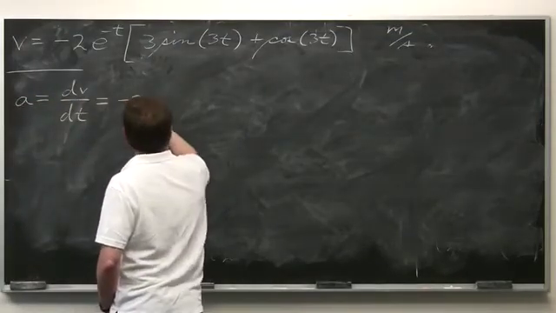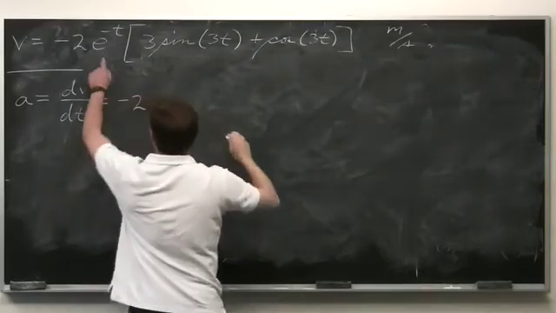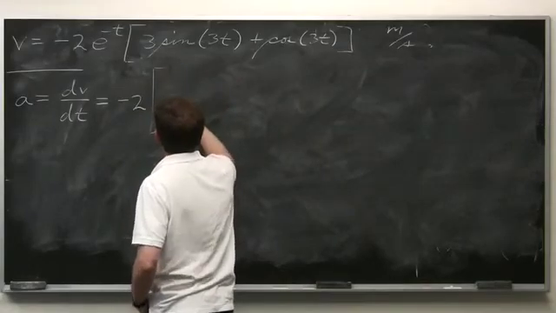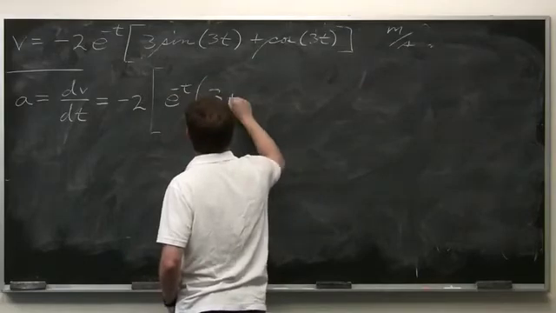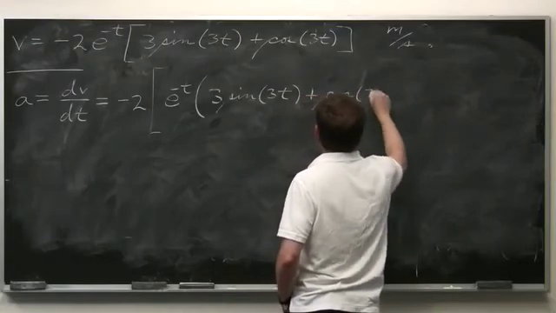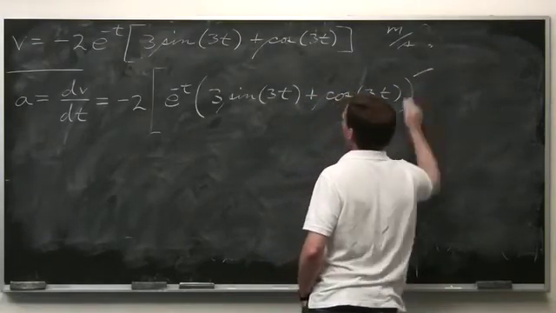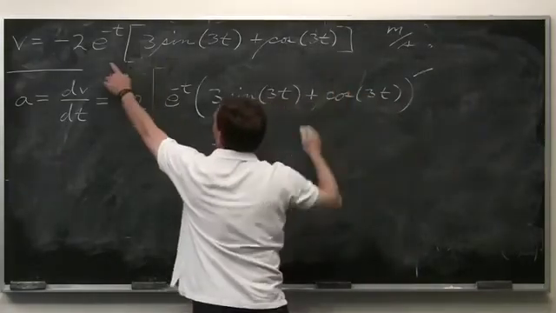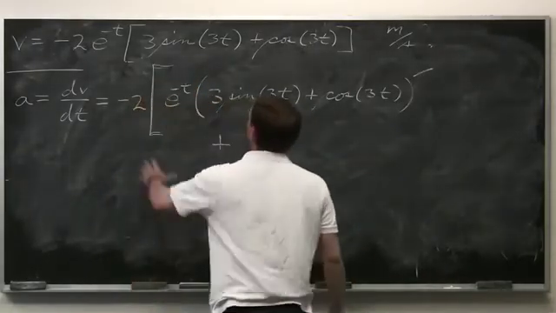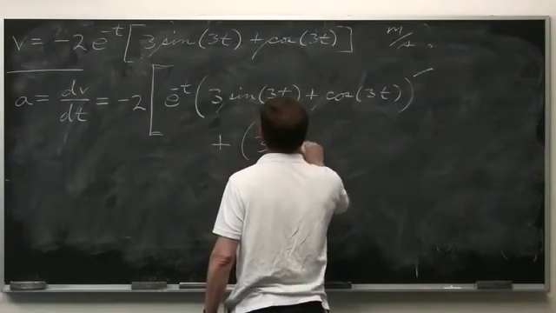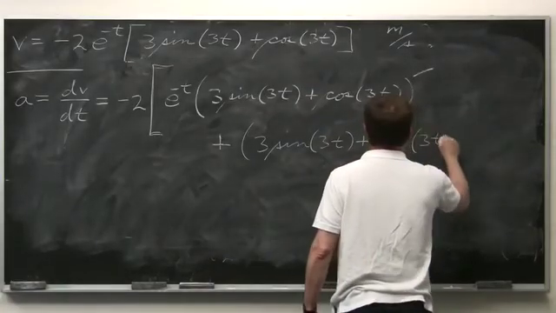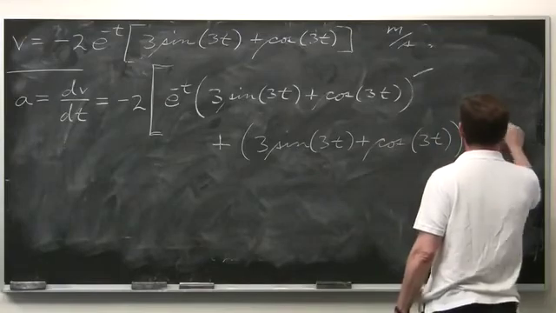It's minus 2 times. And then, again, you have to do the product rule. There's e to the minus t times this stuff in the square brackets. So the product rule, you get the first thing, the e to the minus t, times the derivative of the second thing, plus the second thing, all this stuff in the square brackets, the 3 sine of 3t plus the cosine of 3t, times the derivative of the first, e to the minus t.